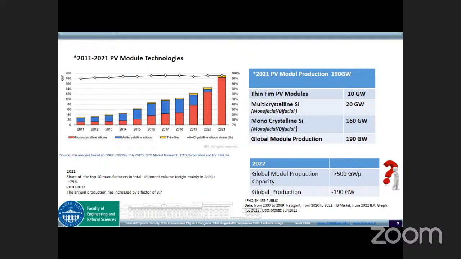The same happens in Turkey. When you look at how many photovoltaic modules are produced in Turkey, it's around 5 to 6 gigawatts. And how much capacity does Turkey have? Almost 21 gigawatts of module production capacity. So the capacity is there, but most of it relies on past technology, which is not really active anymore.